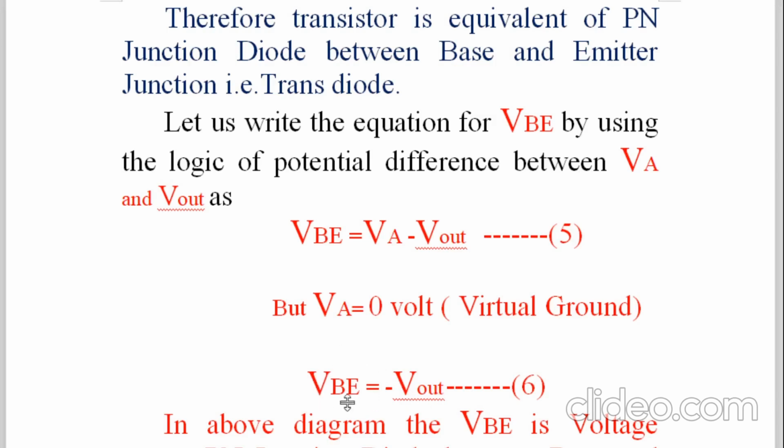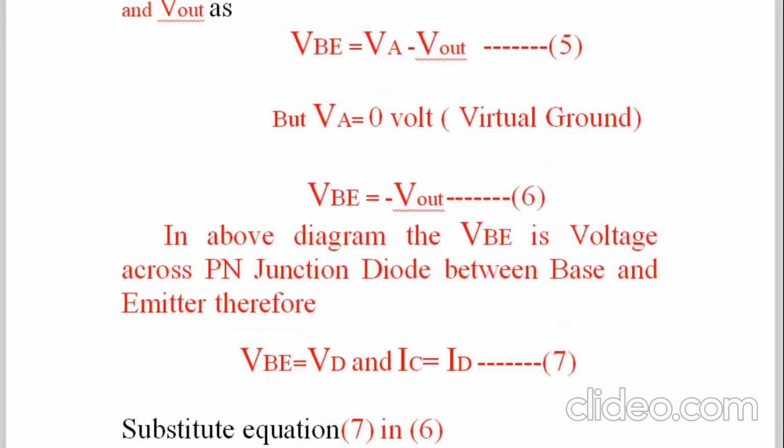But again, don't forget that this VBE, meaning voltage between base and emitter, is the voltage across the PN junction diode between base and emitter, because collector and base are short circuited. So here in the above diagram, VB is the voltage across the PN junction diode between base and emitter. Therefore, VB is equal to VD, voltage across diode, and IC is equal to ID. That we have already studied. IC is equal to ID and VB is equal to VD.